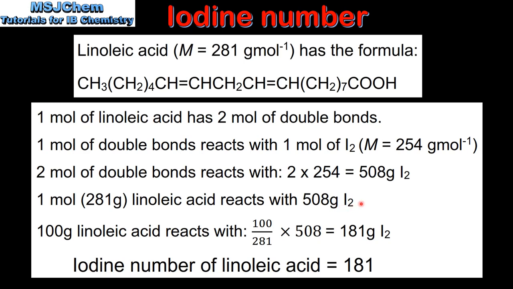The definition of iodine number is the number of grams of iodine that reacts with 100 grams of fat. So 100 grams of linoleic acid reacts with 100 divided by 281 times 508, which gives us 181 grams of iodine. So finally, the iodine number of linoleic acid is 181.